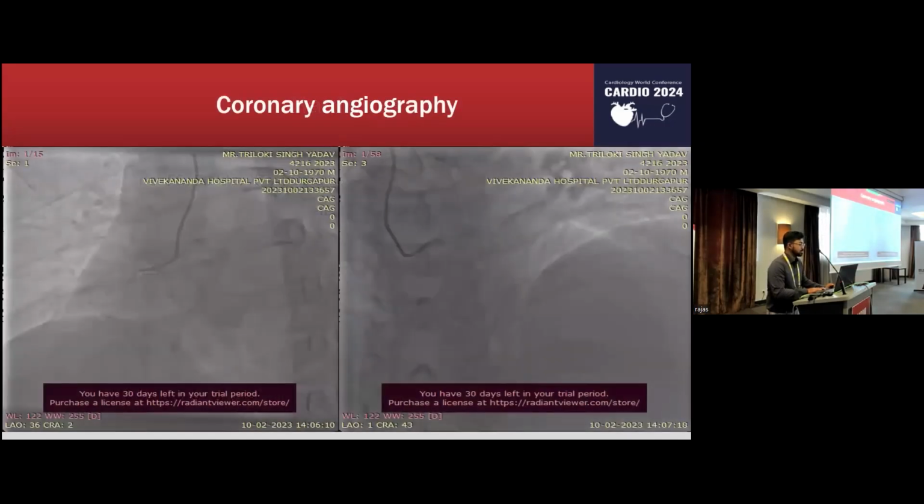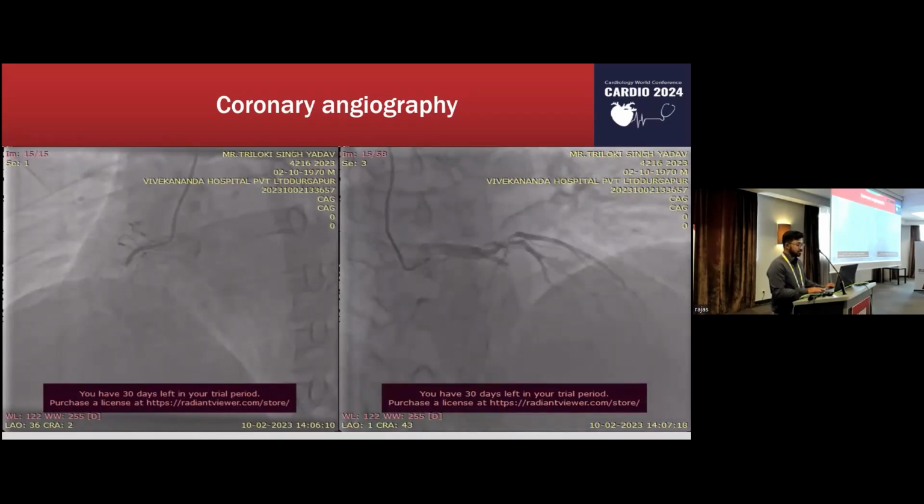So this is my coronary angiography. You can see the right coronary artery. It is CTO, chronic total occlusion, 100% occlusion for more than 3 months at least. So this is a complete occlusion for more than 3 months. We can see a lot of collaterals.